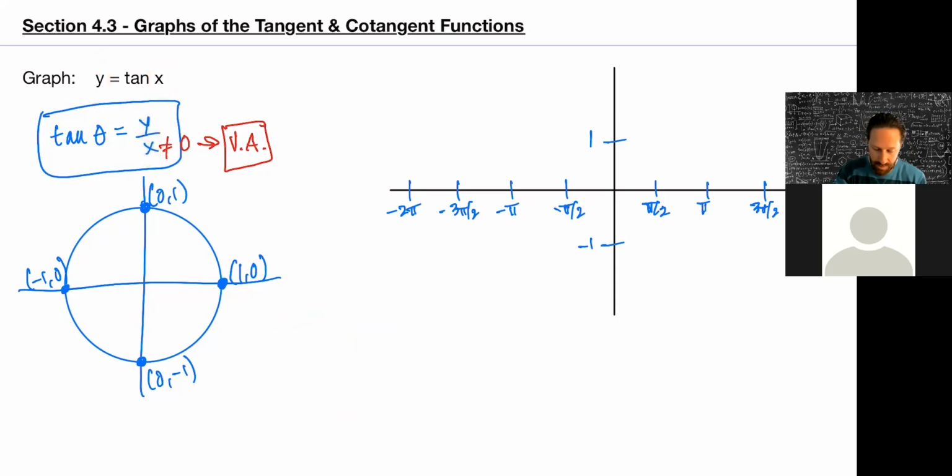All right. So my input is going to be my angle of 0. Start there. And then I know at 0, I get the y over the x always, which would be 0 over 1. Perfect. I know I'm starting at a 0.